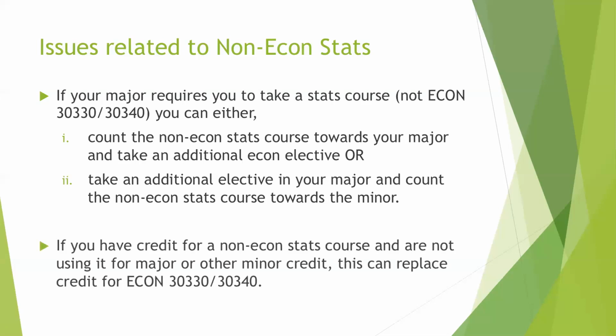Also, if you have credit for a non-econ stats course and are not using it for major or other minor credit, this can also replace credit for Econ 30330/30340 econ stats. So continuing with the psych example, suppose you took psych stats as a psych major, and decided you no longer wanted to be a psych major, but you still had course credit for psych stats that wasn't being used for something else. This would work fine as counting towards the business econ minor.